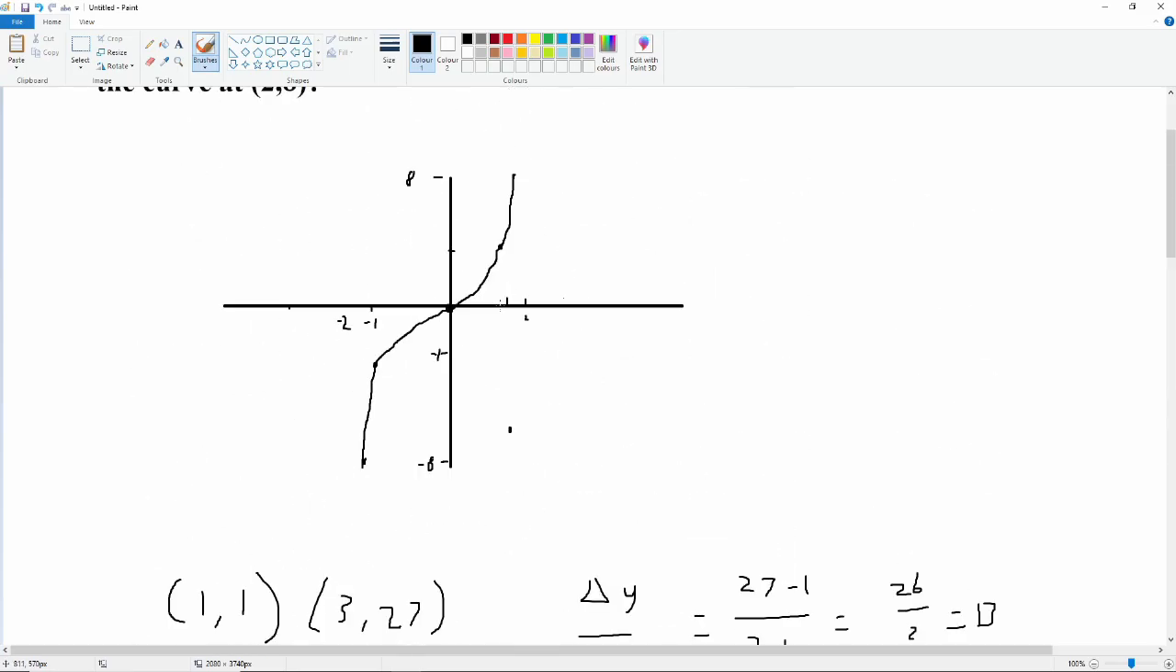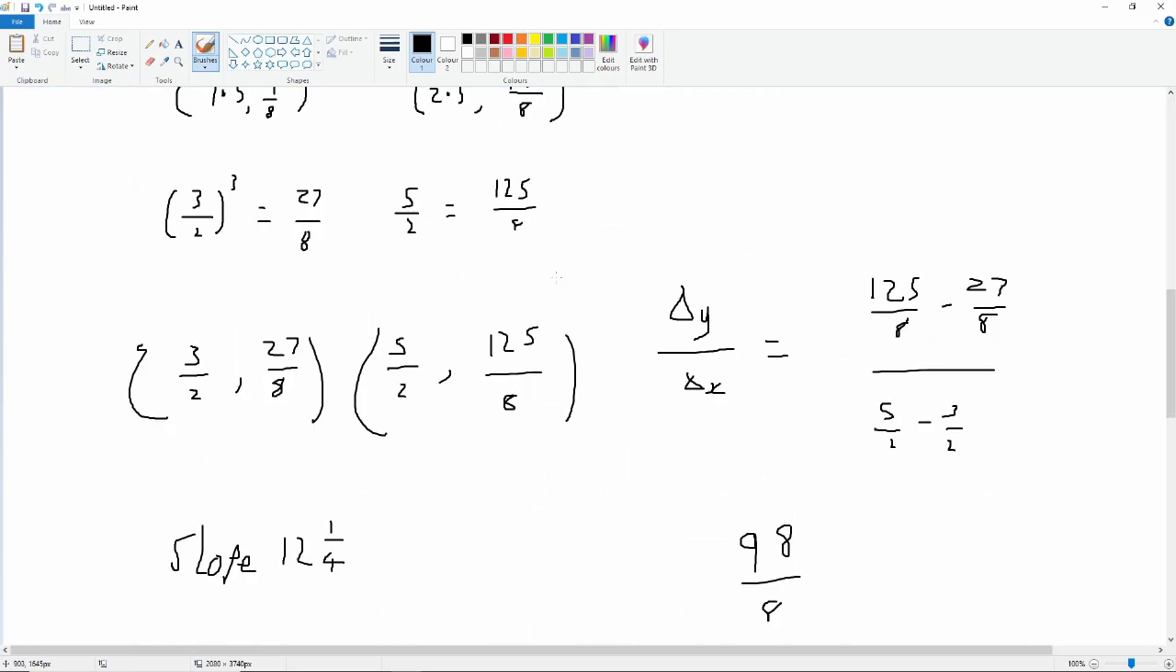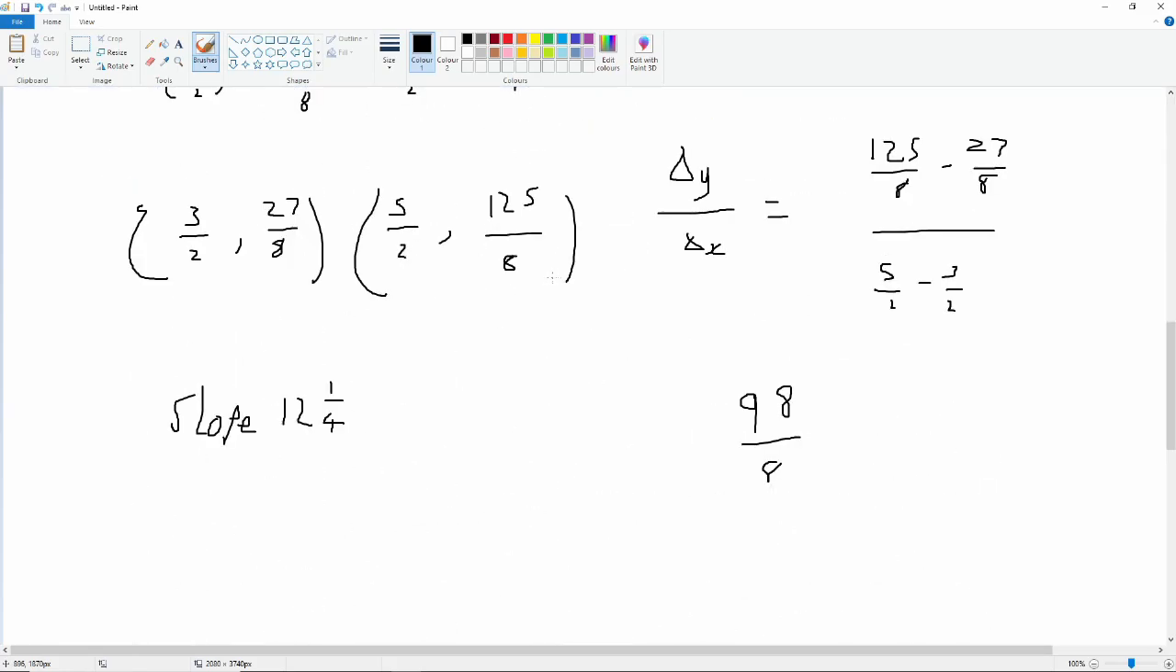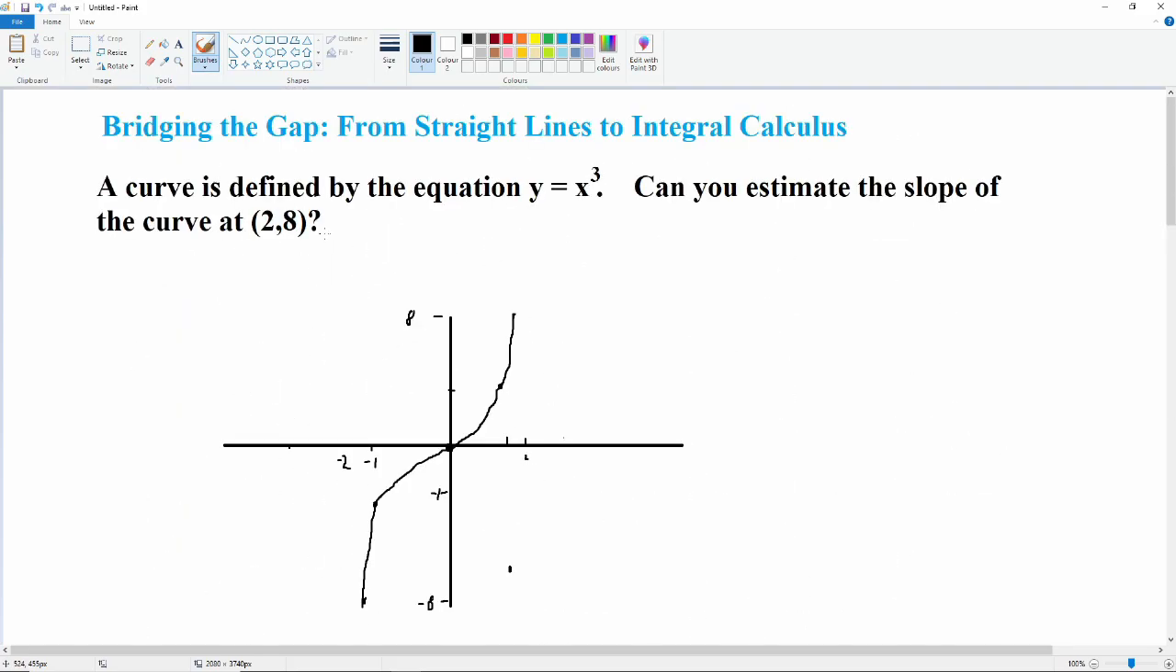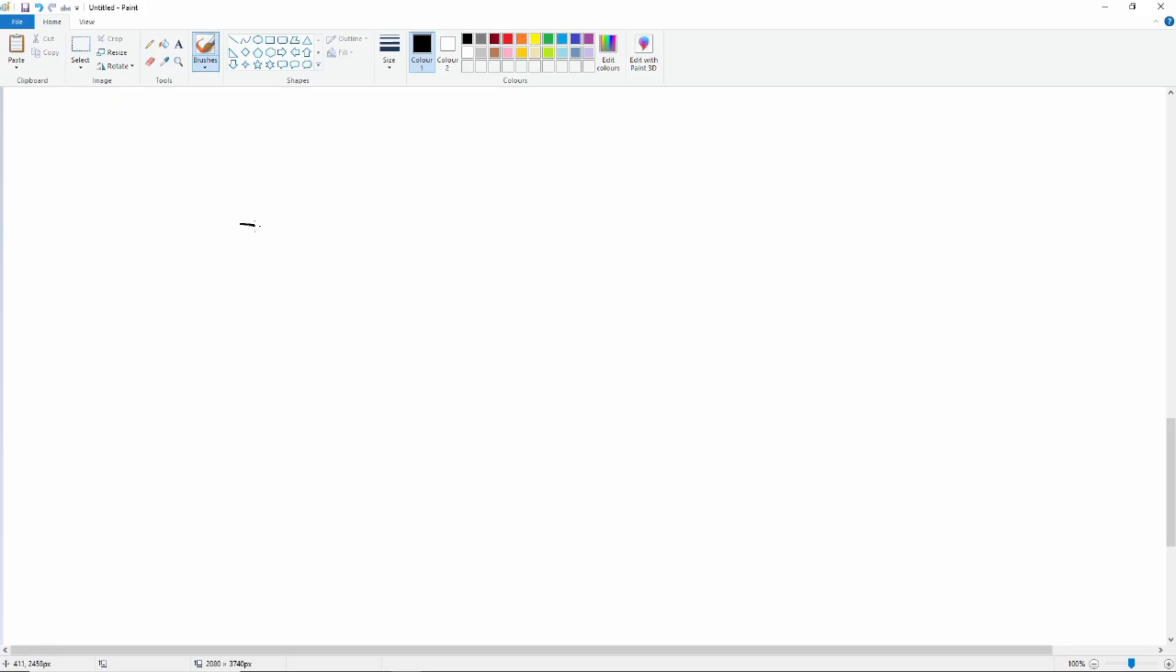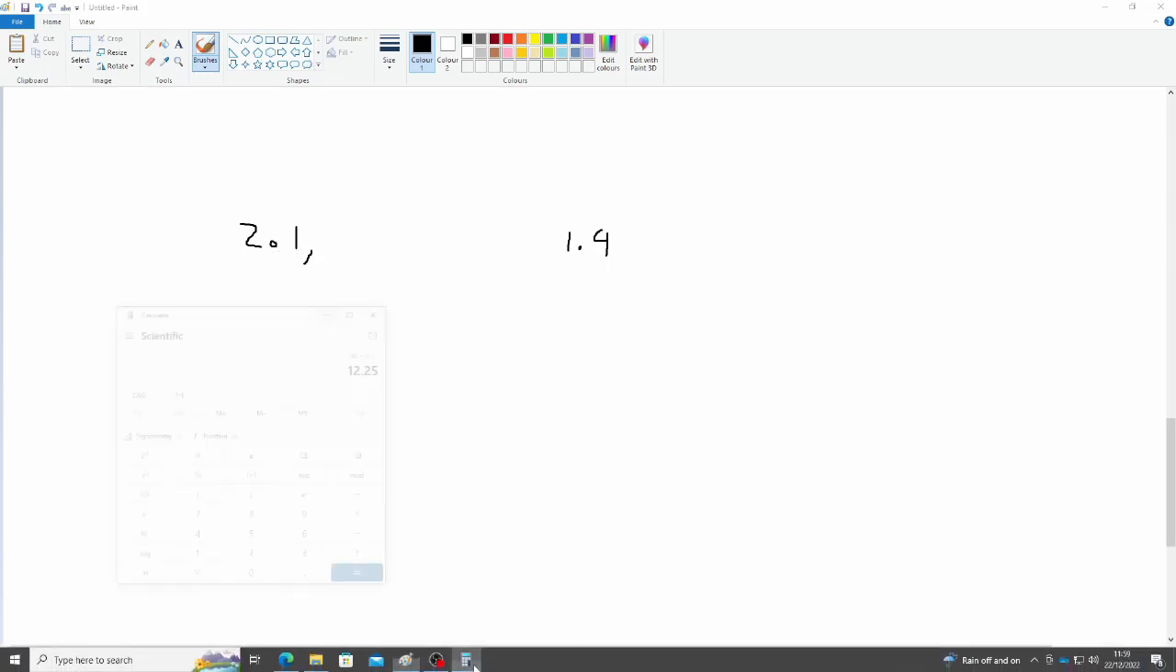Well, that's not bad. If we bring it closer, we might be able to get an even better estimate. In fact, let's do that. But this is going to take a little bit more thought. Let's try. So we want the slope at 2, 8. So let's say 2.1 and 1.9. That's within 1/10. So let's try that. So 2.1 cubed.